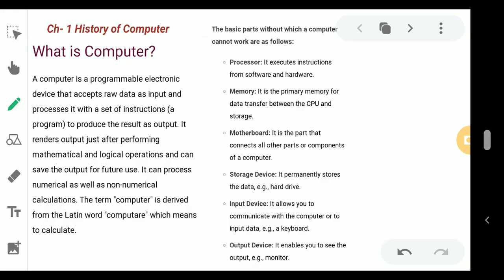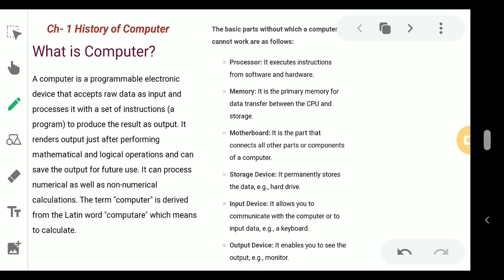The first part of the computer is the processor, which is required for processing. It executes the instructions from the software and the hardware. The processor is one main component. The second component is the memory. It is the primary memory for the data transfer between the CPU and the storage. And number three, the motherboard, which is the part that connects all other parts of the computer.